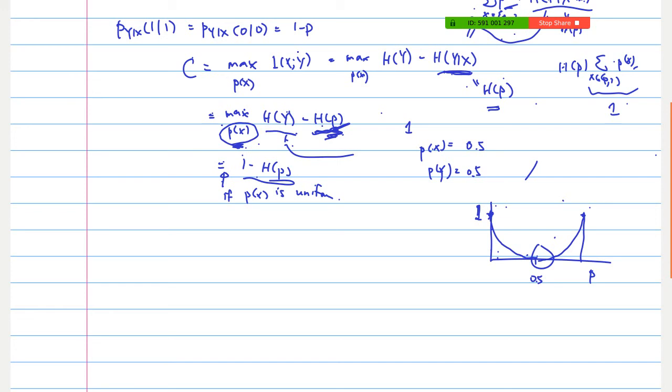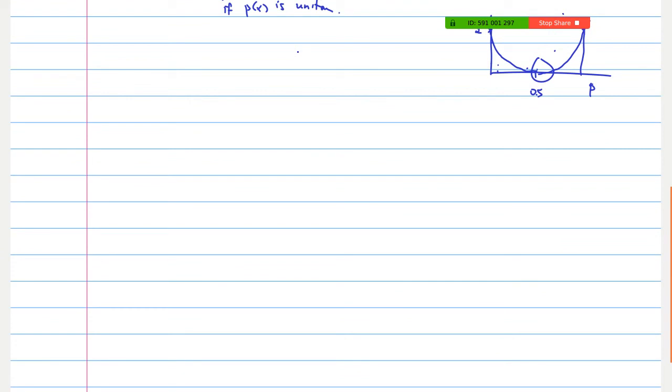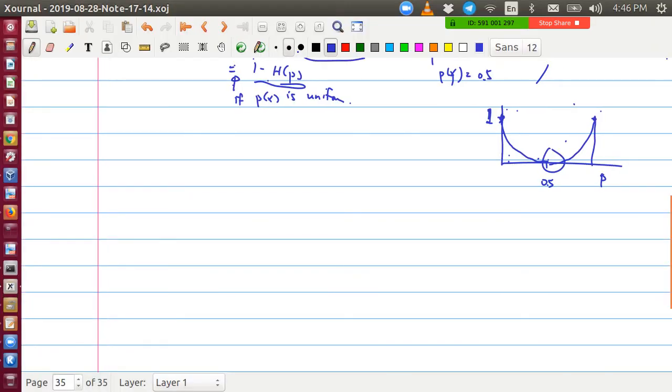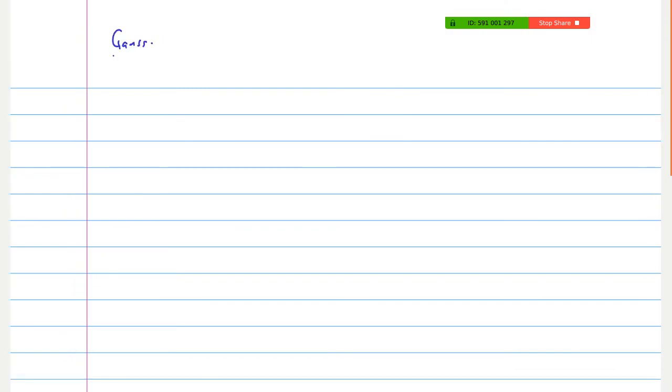Okay, let's go for another example. Let's look at a Gaussian channel maybe. I will start a new page again. So consider a Gaussian channel. In this case, I have x going through a channel.